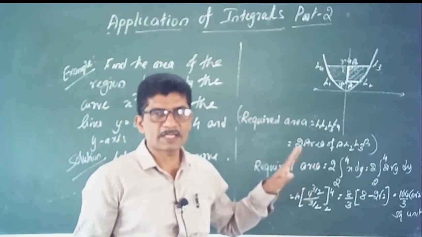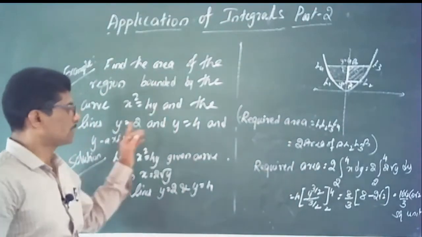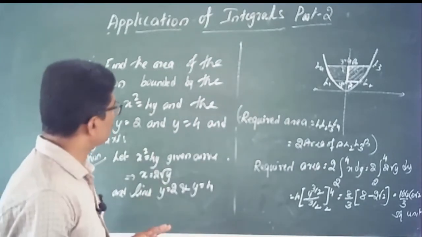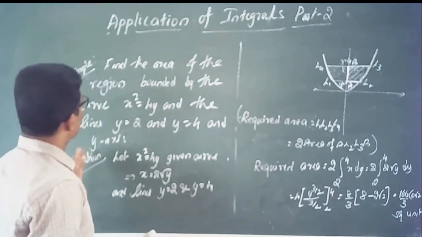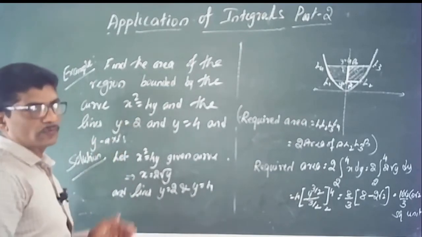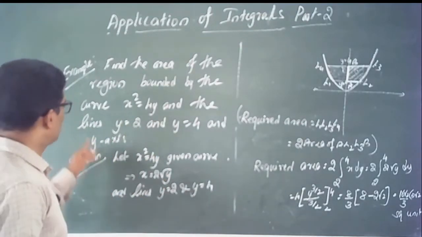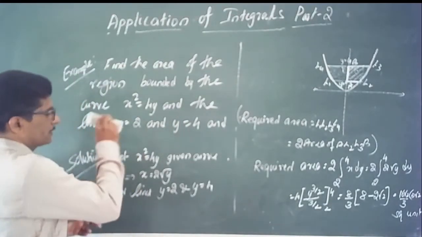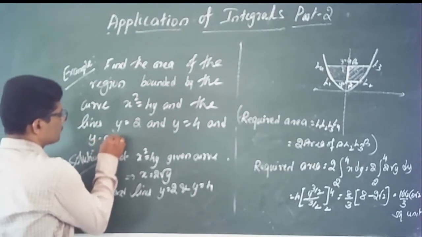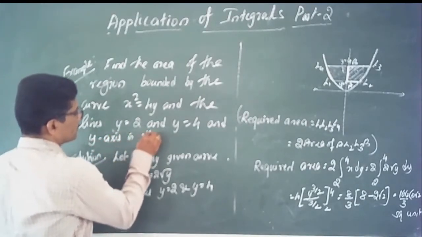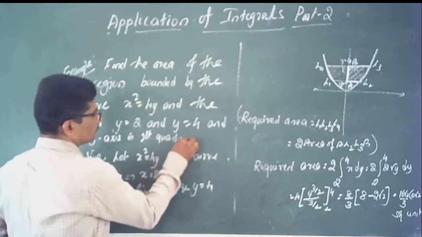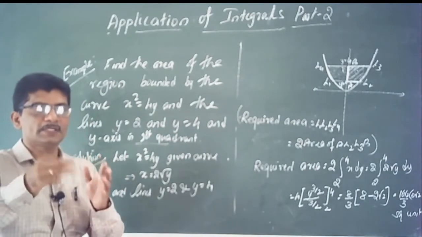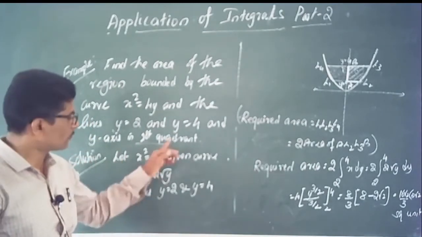This one is the required area bounded by the curve and the lines y equal to c, y equal to d and the y-axis. Suppose it is given: find the area of the regions bounded by the curve x square equal to 4ay, and the line y is equal to 2, y equal to 1 and first quadrant. Whatever the problem, when it says in first quadrant, you should know this condition is given only for the area bounded in the first quadrant.